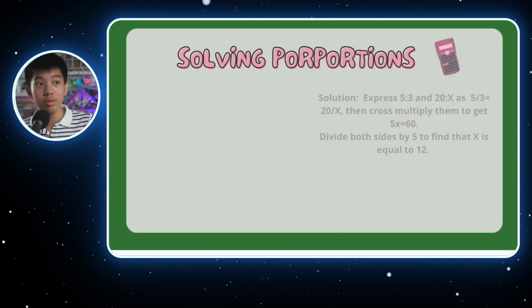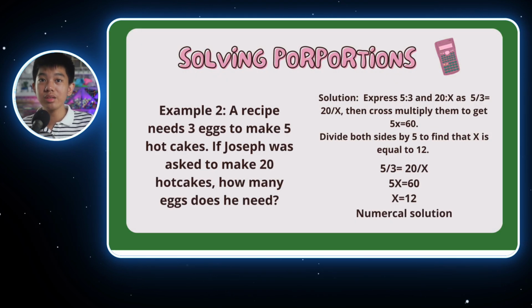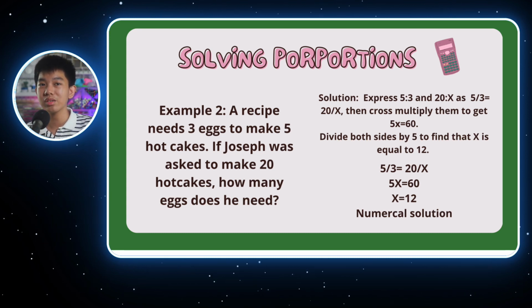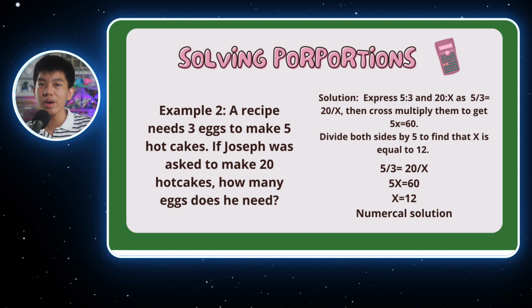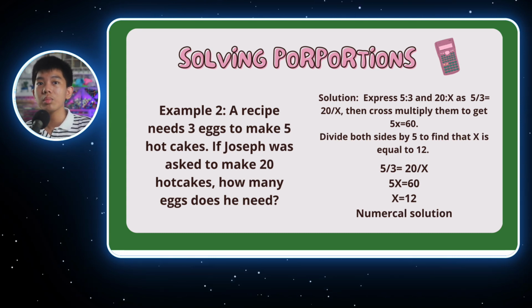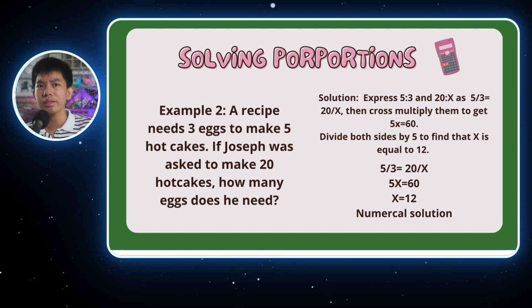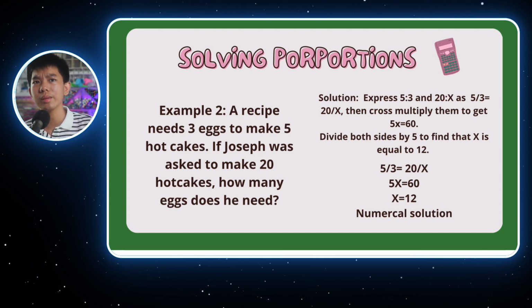Now here's another example. Let's say a recipe needs 3 eggs to make 5 hotcakes. If Joseph was asked to make 20, how many eggs does he need? He'd first express the ratio. First, create the ratios 5 to 3 and 20 to x. And then turn both of them into fractions with the number of hotcakes going on top and the number of eggs going at the bottom.